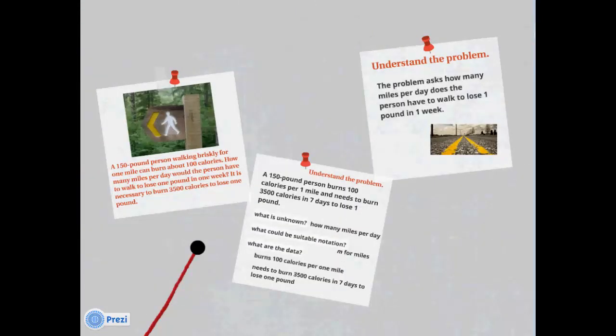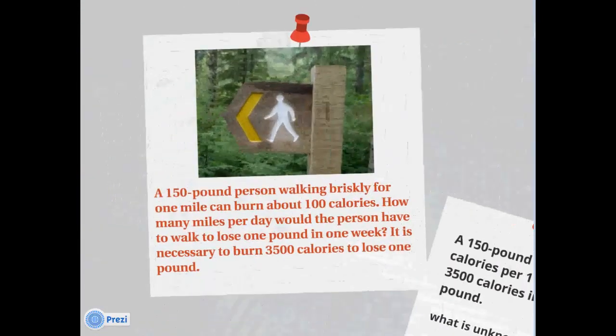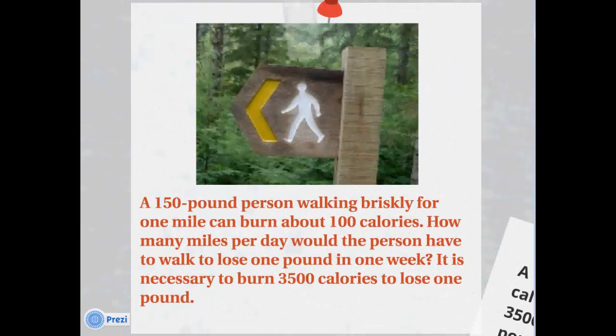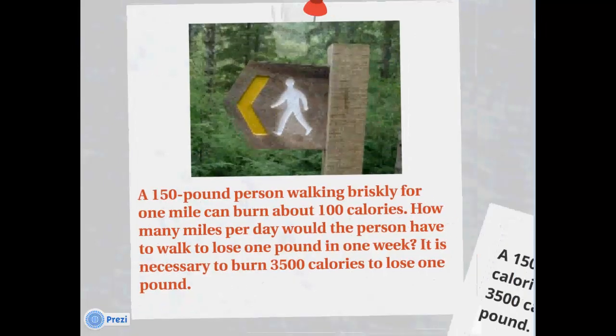So let's use a problem to help us apply what we're learning. The problem that we need to solve is: a 150-pound person walking briskly for 1 mile can burn about 100 calories. How many miles per day would the person have to walk to lose 1 pound in 1 week? It is necessary to burn 3,500 calories to lose 1 pound.